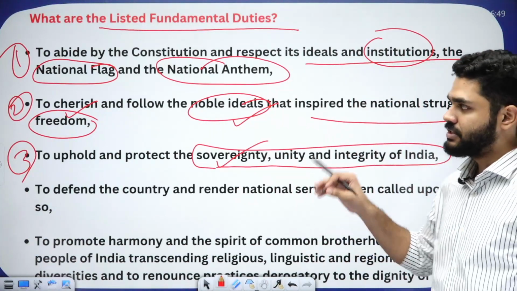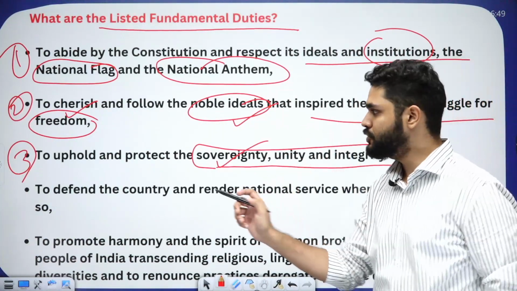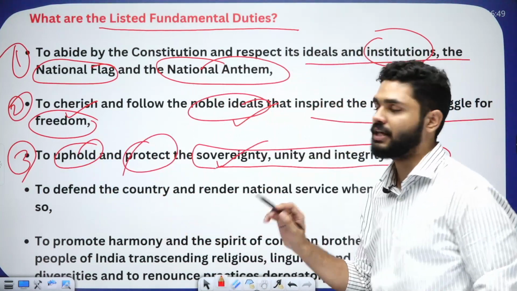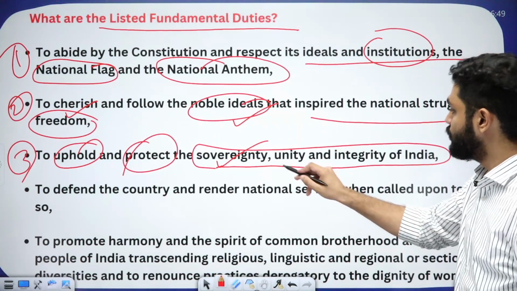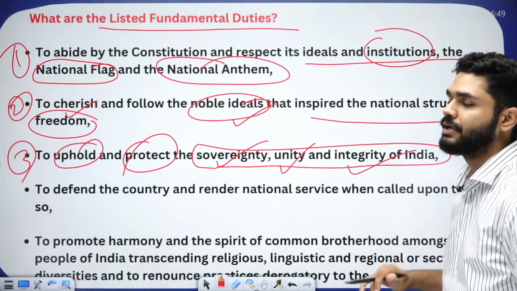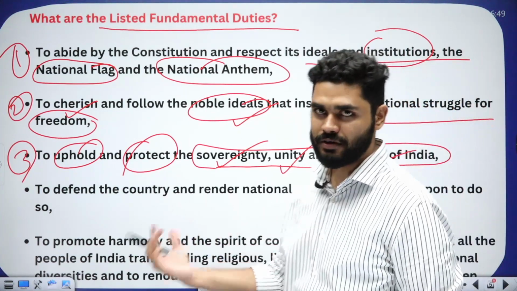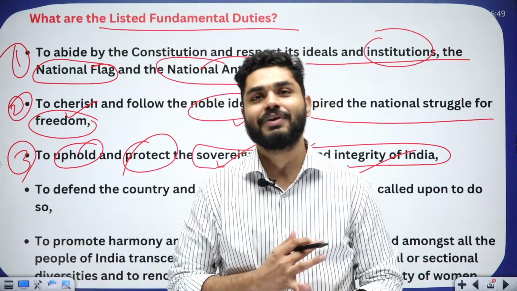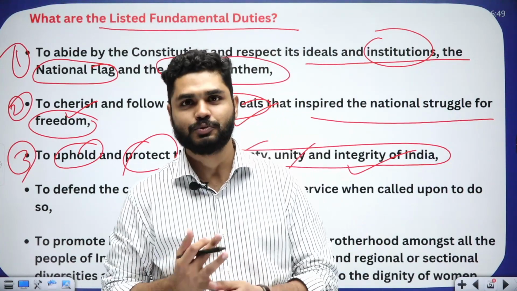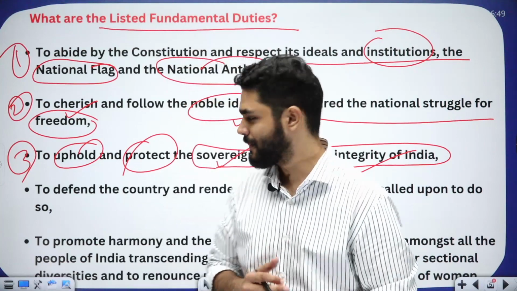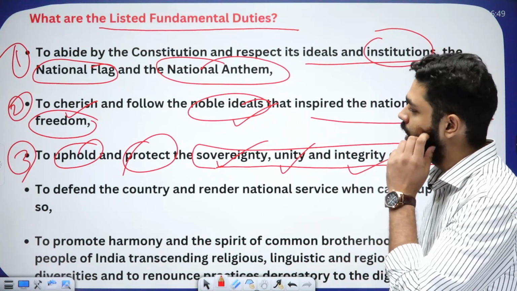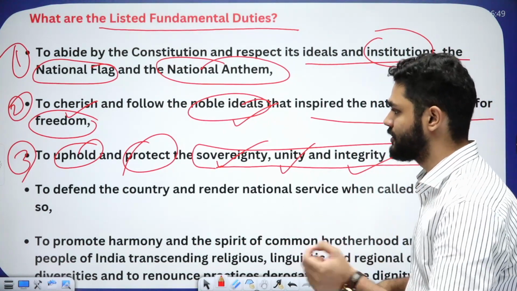So every citizen, it is the duty of every citizen to uphold and protect the sovereignty, the independence of India, the unity and integrity of India. And how could you do that? The unity and integrity of India by bonding, by not fighting, by not quarreling on a few small things which could be avoided. Okay, specifically the brotherhood that needs to be maintained, and that is also one of the other fundamental rights.